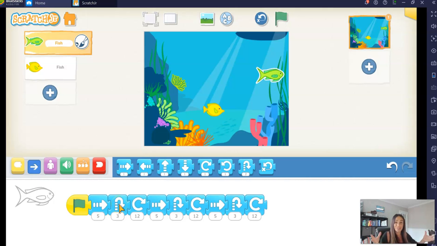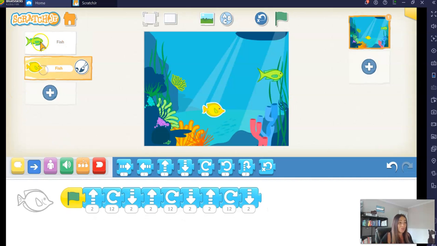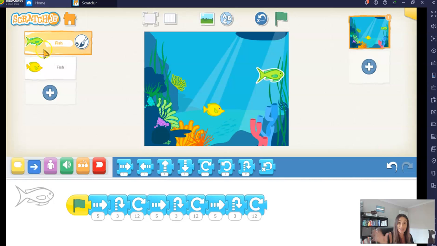So both of those events are happening concurrently at the same time, even though we have code for each fish that's different. It's separate. But when you run it, it happens at the same time. So that's concurrent events in coding.